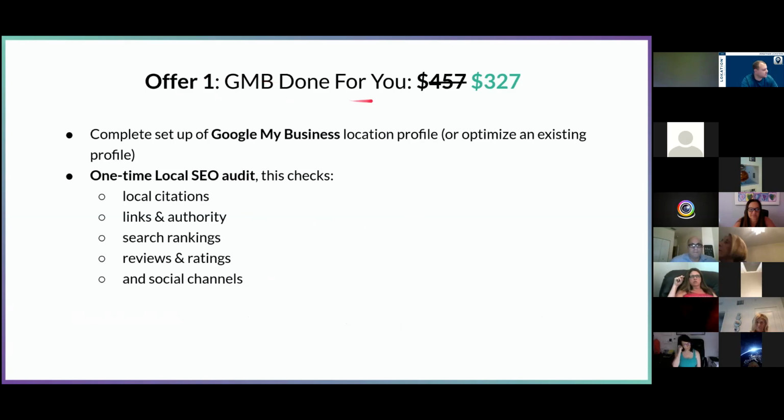Here's what the offers look like. For the GMB optimization, it's called GMB Done For You. It's going to be $327. What that includes is either the complete setup of a new GMB profile plus optimization, or the optimization of an existing profile. Plus, I'm going to run a full local SEO audit. This is going to look at all of your local citations to identify good ones, bad ones, incorrect ones, and inconsistencies. It's going to look at any backlinks you have and what the authority is, what your current search rankings are, what your current reviews look like, and what your social channels look like. It's a super comprehensive audit that you'll get to access so that you can review all of it.